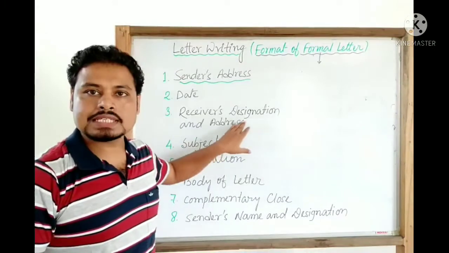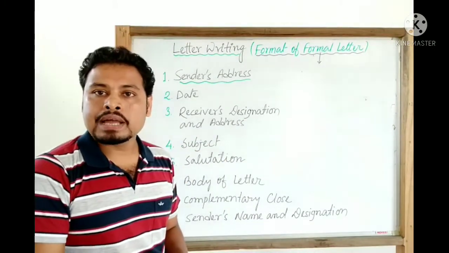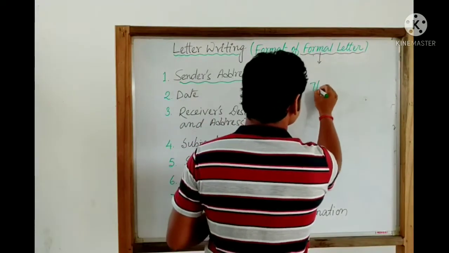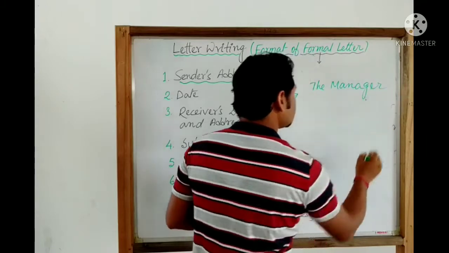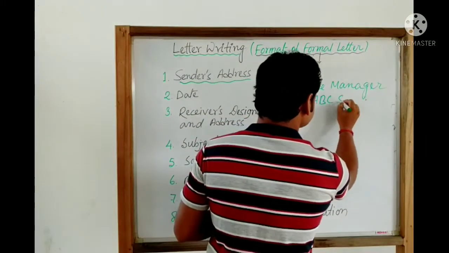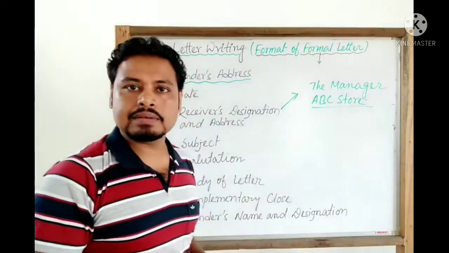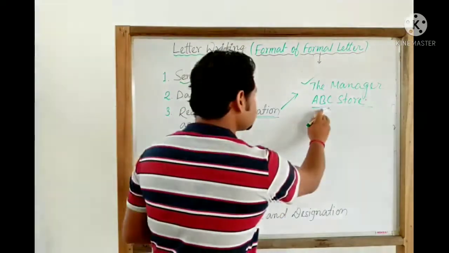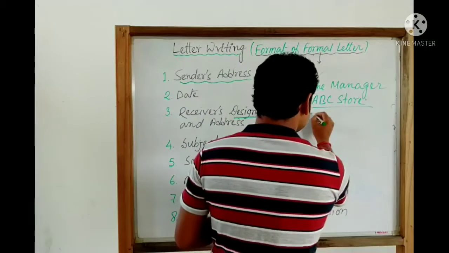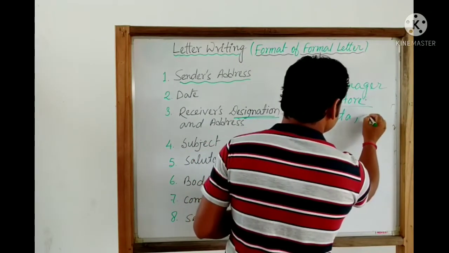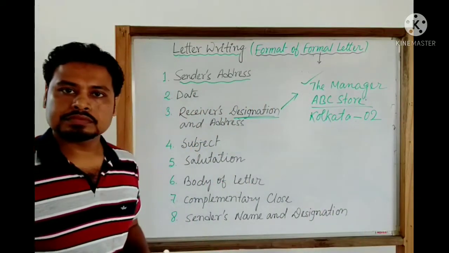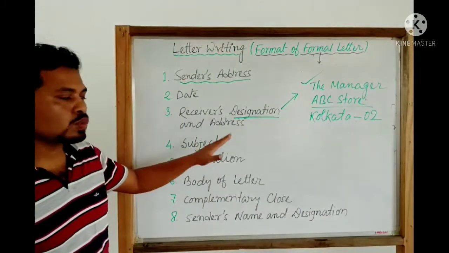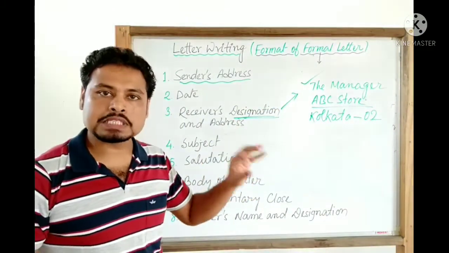For example, you are writing a letter to the manager of a store. So how to write? It is like this: The Manager, then let us say ABC Store. In place of this, anything can be there, whatever the name is. So this one is the designation we are talking about, and this one is the name of the store along with the address. So let us say Kolkata 02, like this. So this is the receiver's designation along with the address. This also should be written like this. This also has a specific kind of format.